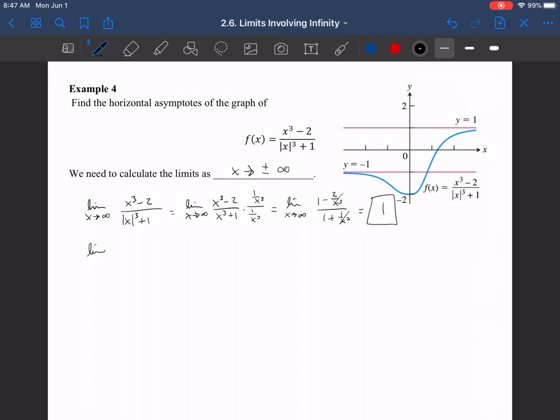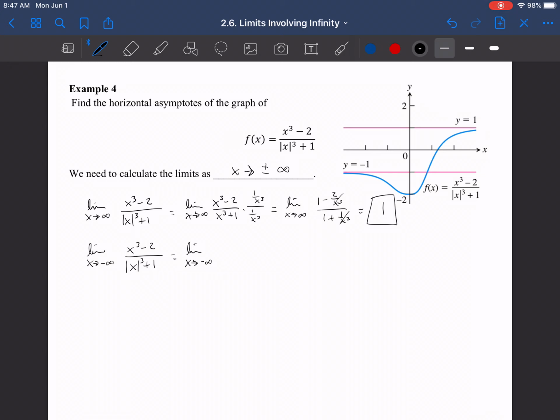Next, let's try limit as x goes to negative infinity. Here, we've got x cubed minus 2 over absolute value of x cubed plus 1. But since we cube a negative number, you get a negative number, right?